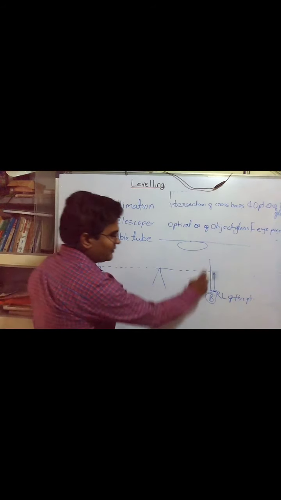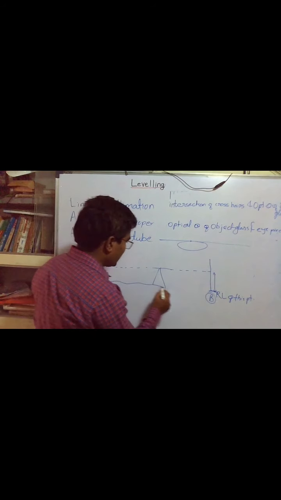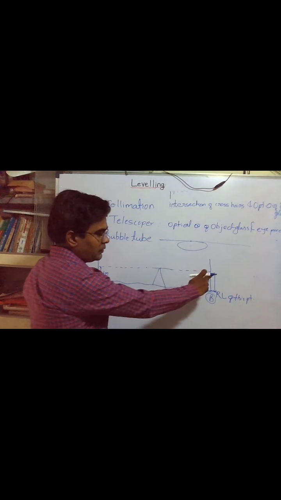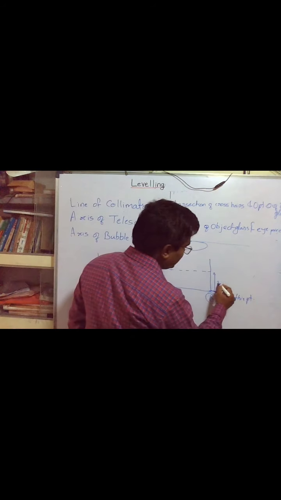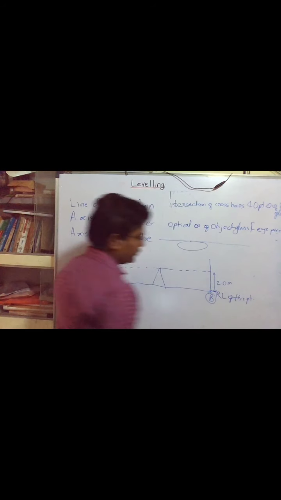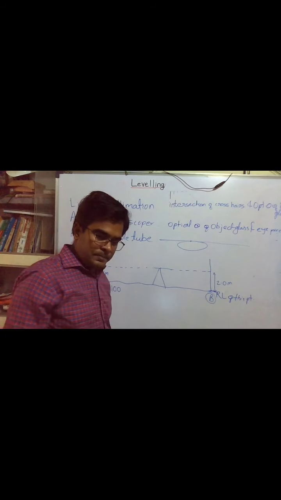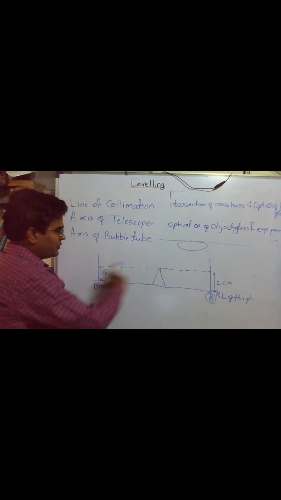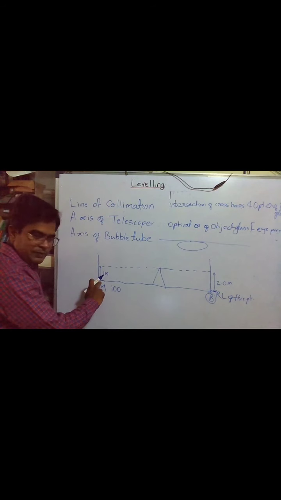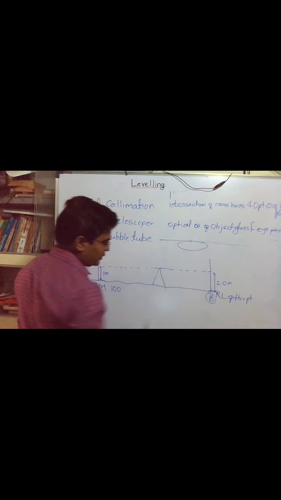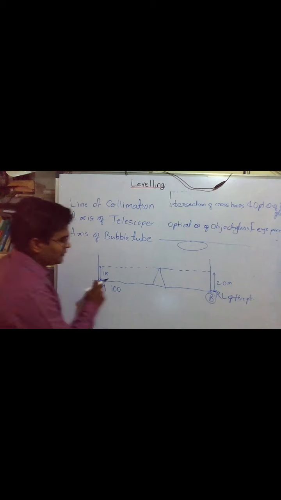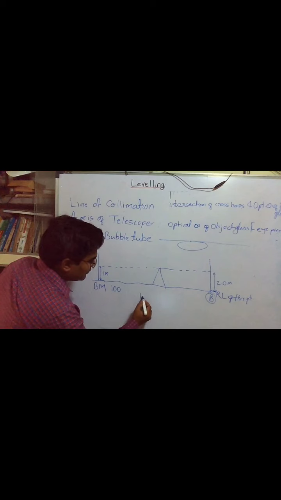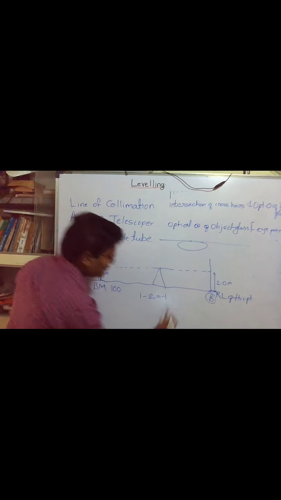So I will keep the staff here, and I will see the reading of the staff through this level, and suppose this reading is 2.0 meter. So how can I get the RL of this point? Okay, so from the axis of the instrument, the benchmark is below 1 meter and this point is below 2 meter. So I can get the difference between these 2 points as 1 meter. One point minus another point, that is 1 minus 2, that is minus 1 meter.